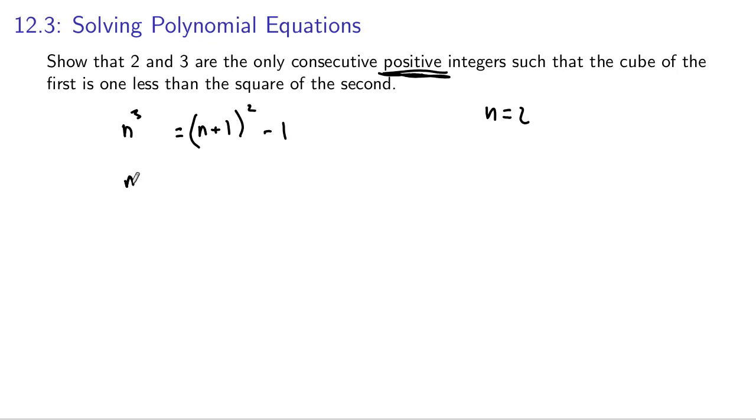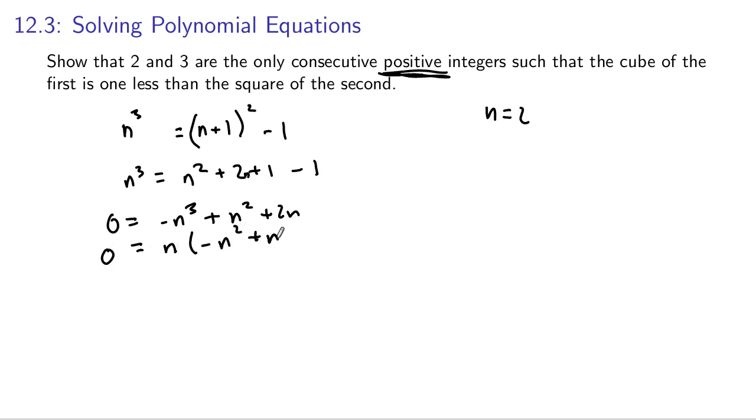So to show this, let's solve the polynomial equation we would get. (n plus 1) squared gives us n squared plus 2n plus 1, minus 1. So we're moving n cubed from the left to the right, and we get minus n cubed plus n squared plus 2n plus 1 minus 1 is 0. Okay, now let's factor the n out. We get minus n squared plus n plus 2, times n.